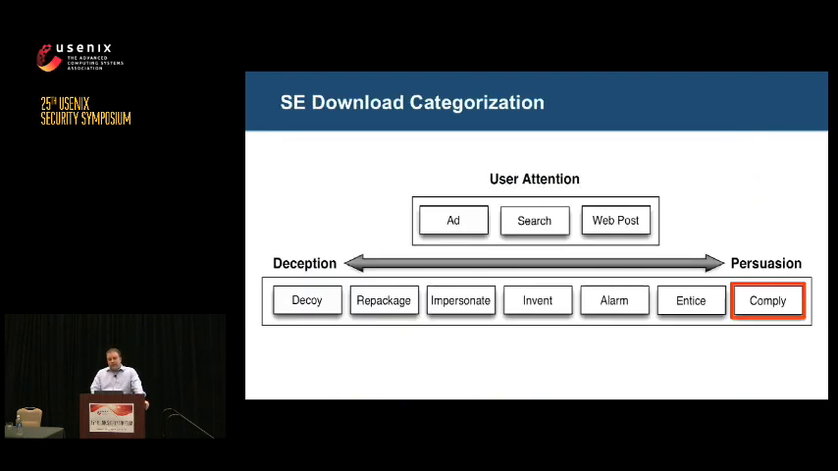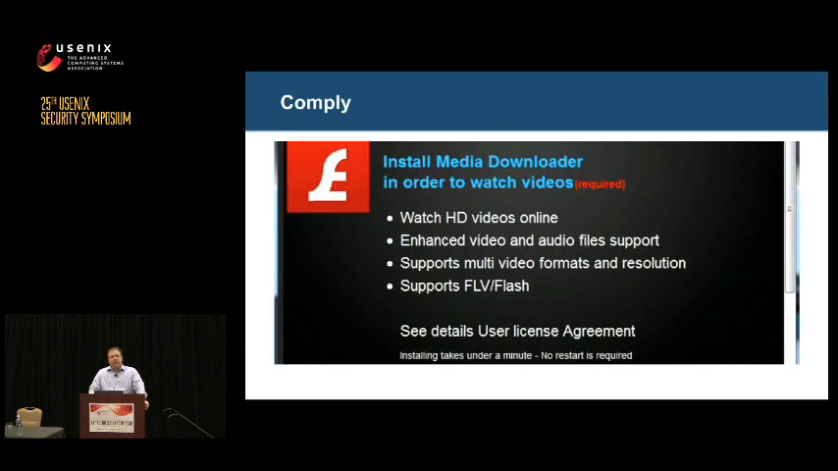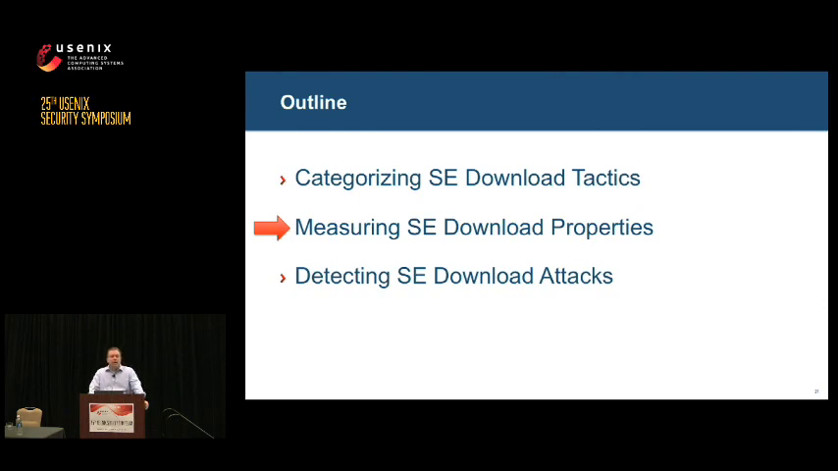And then lastly is comply. In the comply case, the user was browsing the web, and they went to watch a video. When they went to watch the video, they were prompted with this ad. It says, "Install media downloader in order to watch videos. Required." The user believes he has to comply with this request in order to watch the video that he wants. So those are the different deception persuasion techniques, as well as the techniques to gaining the user's attention, that we observed in the social engineering downloads.